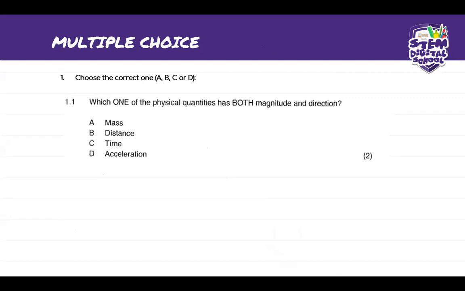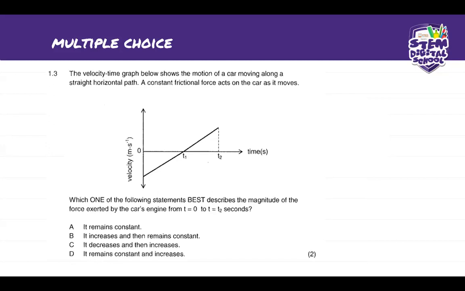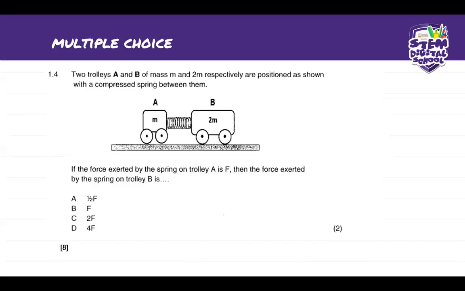On our multiple choice questions, the first question stated: choose the correct answer. So you had to choose between A, B, C, or D. Which one of the physical quantities has both magnitude and direction? Is it A, mass, B, distance, C, time, or D, acceleration? What is the answer here? Yes, it is acceleration. Acceleration has both magnitude and direction, so it is D.